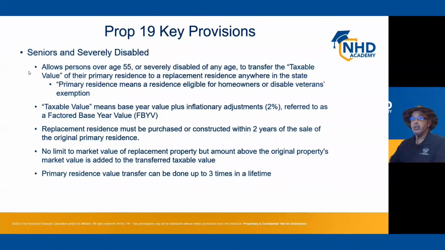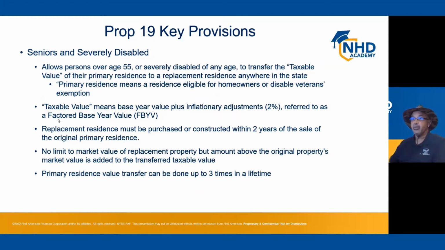Some of the key provisions for seniors and severely disabled allows persons over 55 or severely disabled of any age to transfer the taxable value of their primary residence to a replacement residence anywhere in the state. Prior to Prop 19, there were only certain counties that participated in the value transfer program. As a result of Prop 19, you can transfer the value anywhere in the state. Primary residence means a residence that's eligible for the homeowners or disabled veterans exemption.